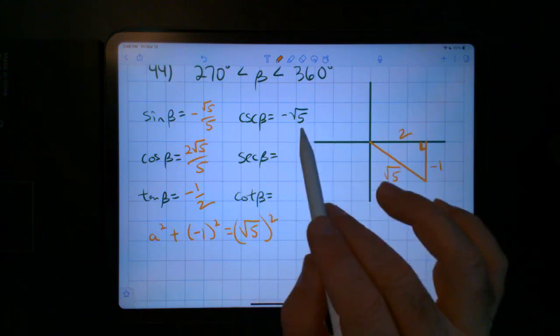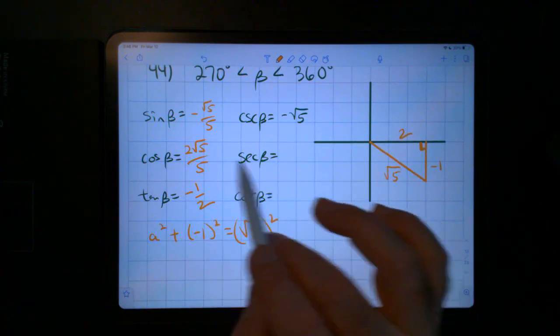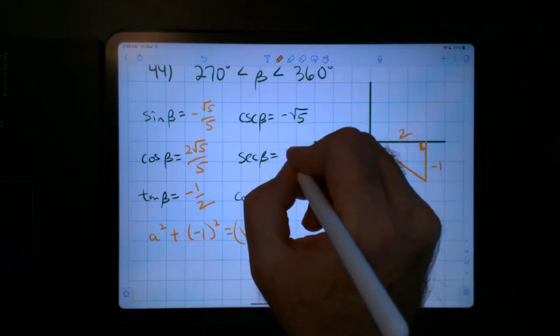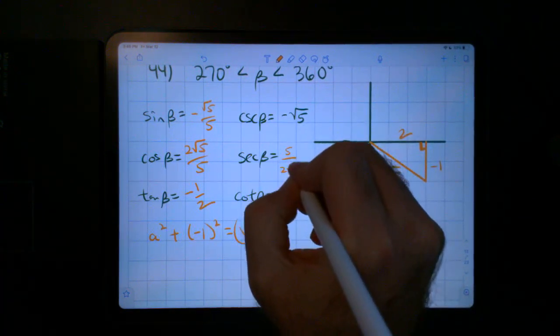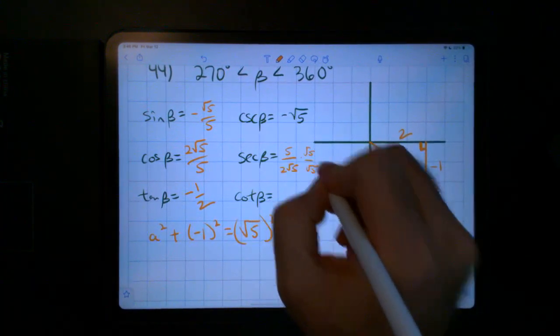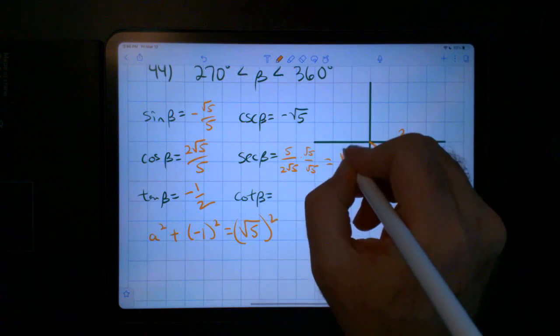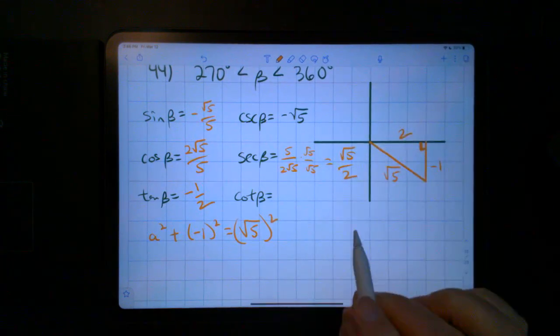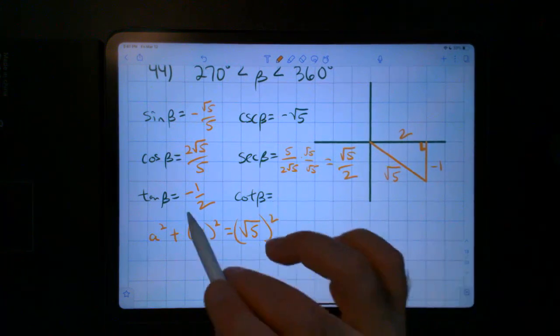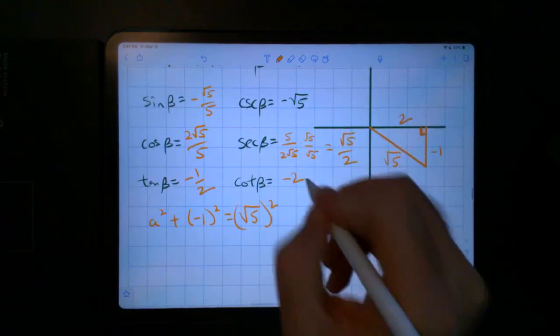Cosecant is the inverse of sine. Secant is the inverse of cosine. So this is going to be, when you rationalize the denominator, root 5 over 2, because the 5's would cancel each other out. Cotangent is the inverse of tangent. We have negative 2.